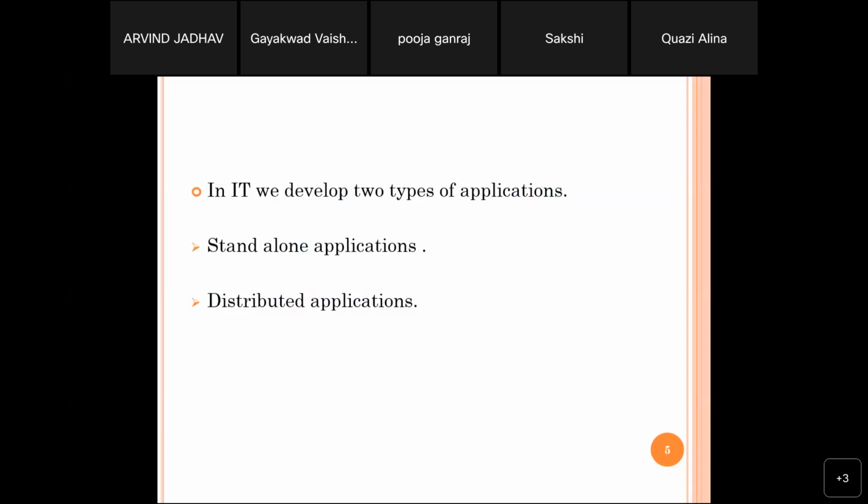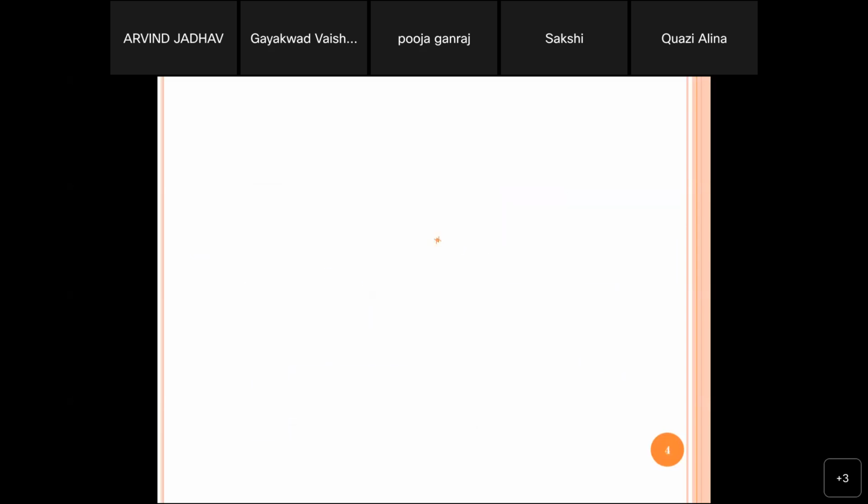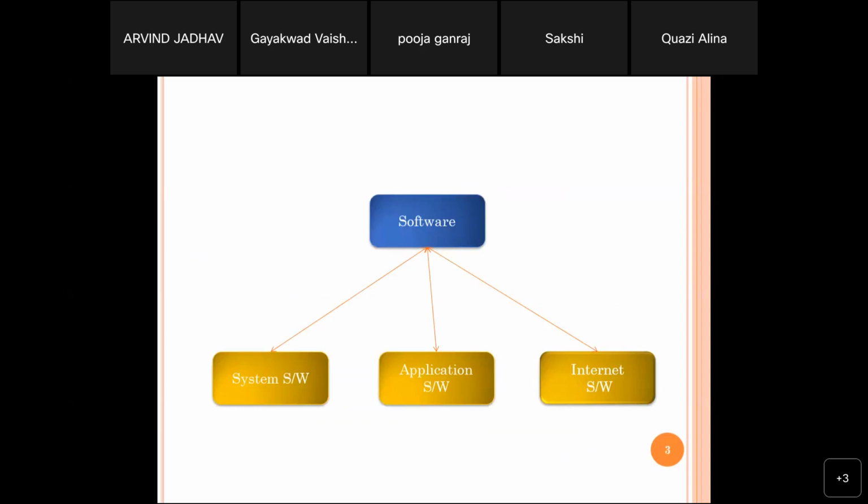So, just a quick recap. We have these three categories of software: system software, application software, and internet software. Now we need to categorize these three categories into standalone application and distributed application. First one is the system software. Why do we require system software? To run our system. What is the system? The operating system.